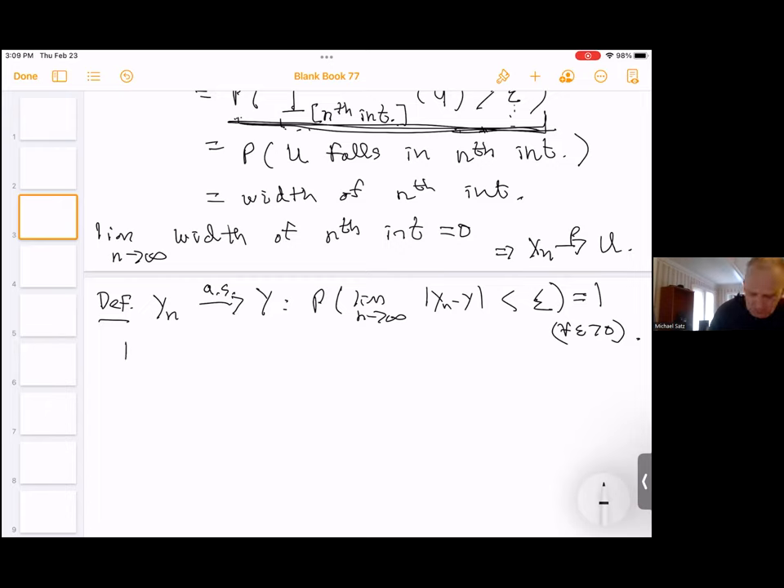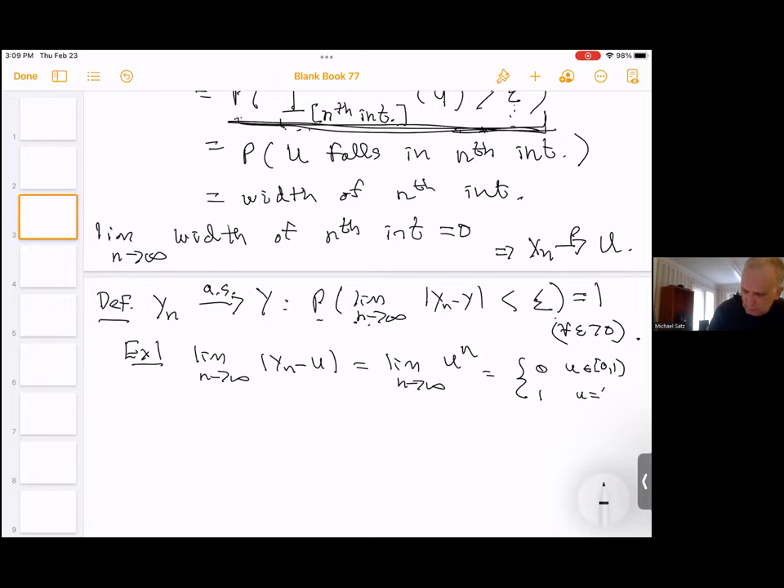Okay, so example one, let's look at this. Now we said example one does converge almost surely. This time I want to actually look at the limit first and then figure out what the probability of this limit is. So the limit as n goes to infinity of Yn minus U. Again, this is just the limit of Yn, I can take the absolute value off. And we did do this last time, but I feel like it helps to do it again. This is zero if U falls in here, all but one, and it's one if U equals one.